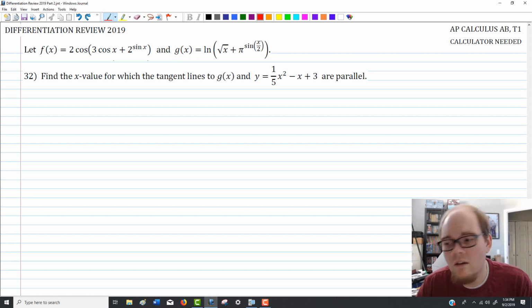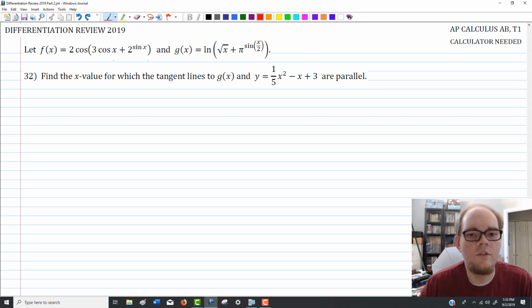But since this is a calculator question, I'll go ahead and leave it on there and show you that there is a way to let your calculator do the work. And I will say, because my computer works a little bit faster, we should be able to handle this, but it's going to be a little bit tougher here. So, yeah, I'll just go with it.